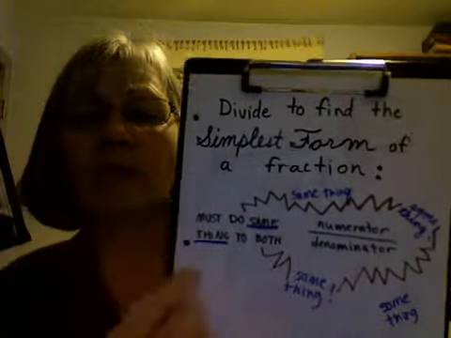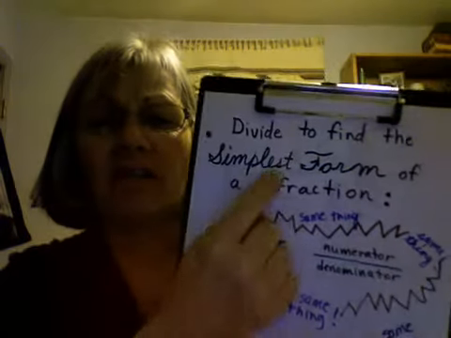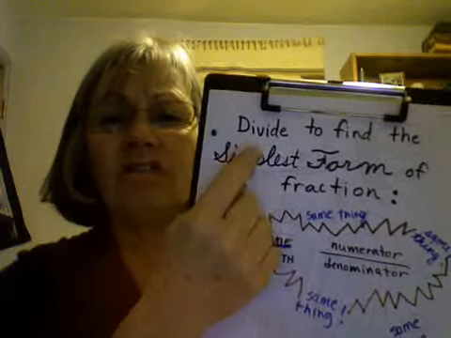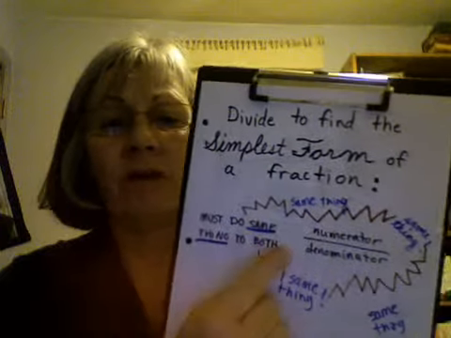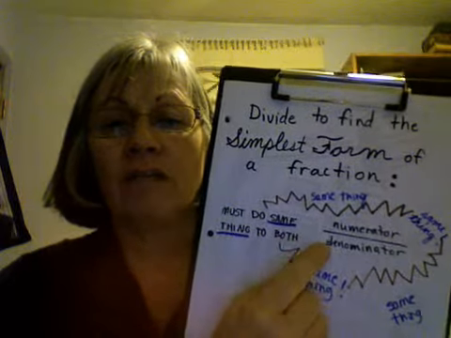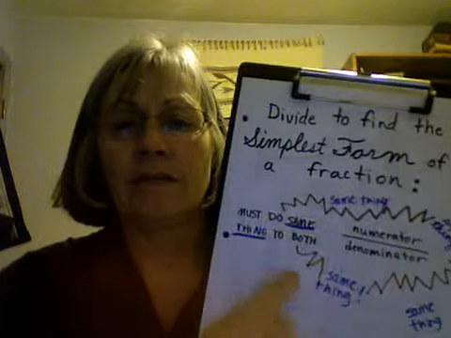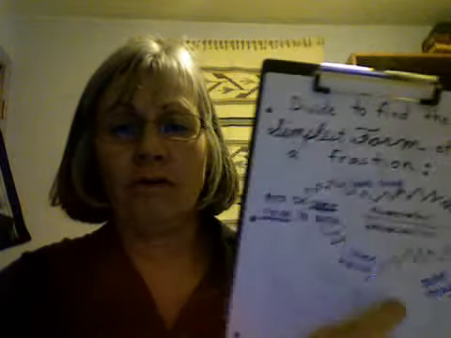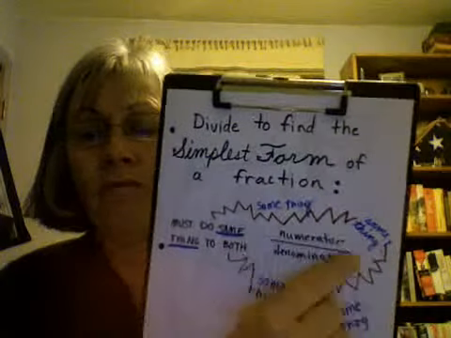In the same way that we can multiply for equivalent fractions, we can divide to find the simplest form of a complicated fraction. This time we'll talk about using division. Please remember, you must do the same thing to both the numerator and denominator. Whatever you do to the numerator must be repeated exactly the same way with the denominator.